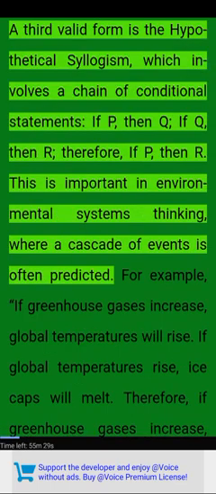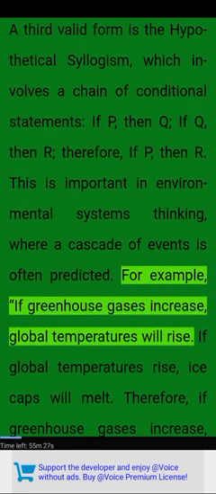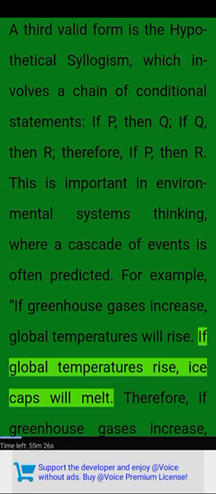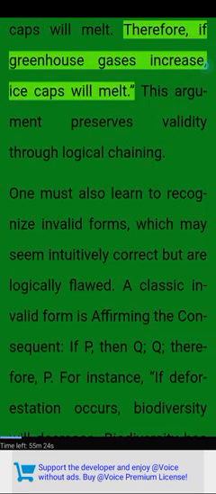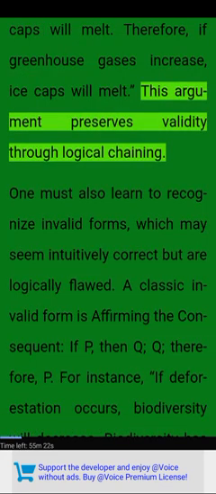A third valid form is a hypothetical syllogism, which involves a chain of conditional statements. If P, then Q, if Q, then R, therefore, if P, then R. This is important in environmental systems thinking, where a cascade of events is often predicted. For example, if greenhouse gases increase, global temperatures will rise. If global temperatures rise, ice caps will melt. Therefore, if greenhouse gases increase, ice caps will melt. This argument preserves validity through logical chaining.